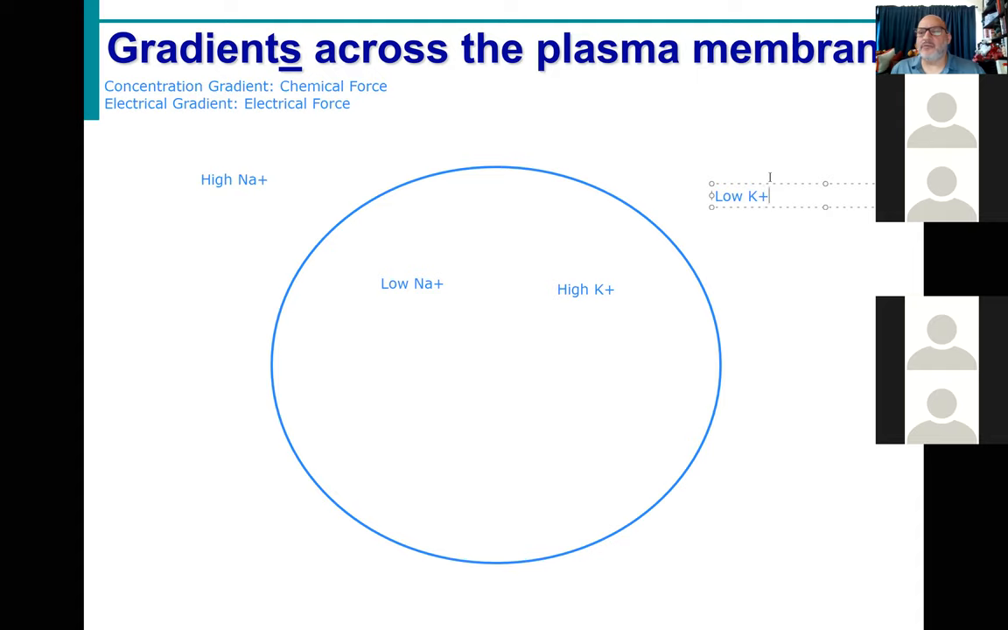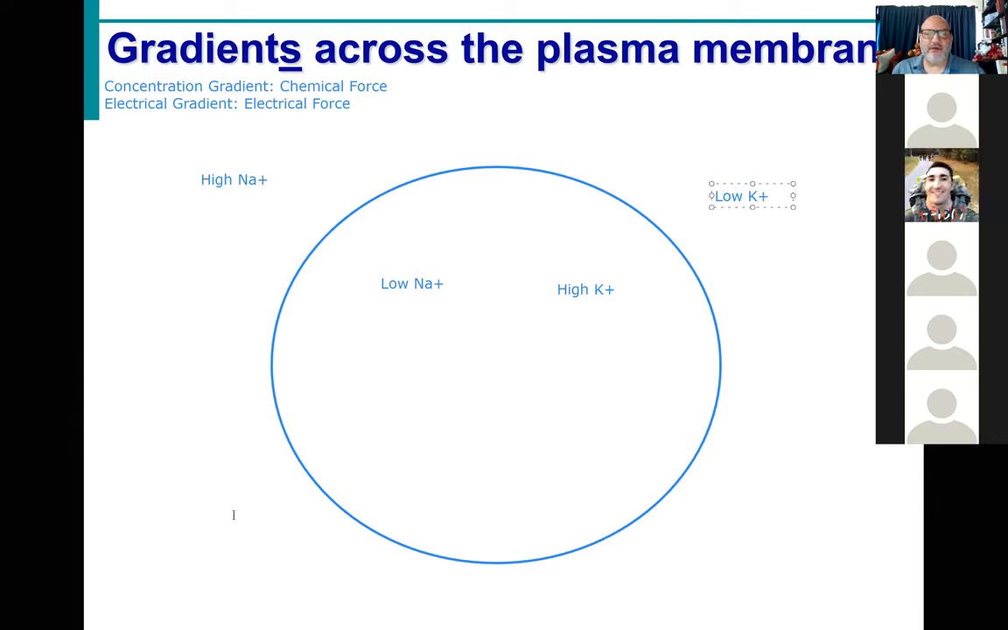Excellent. Chloride, perfect. Can't forget our anions. Where was there more chloride, inside the cell or outside the cell? Inside the cell. Nope. Remember, there's more chloride outside. High concentration, because remember, we're big bags of salt water, sodium chloride, high levels of chloride outside of the cell. Low level of chloride inside the cell.